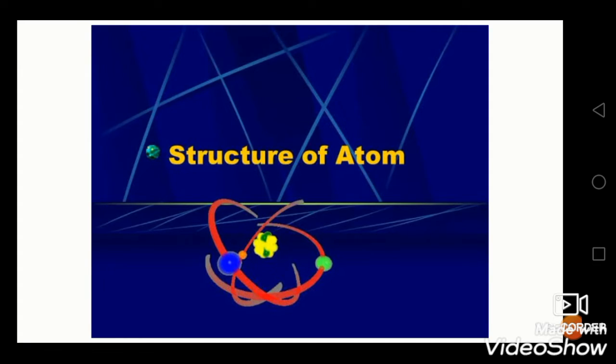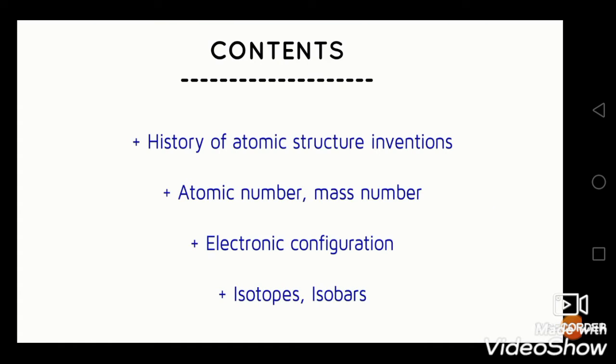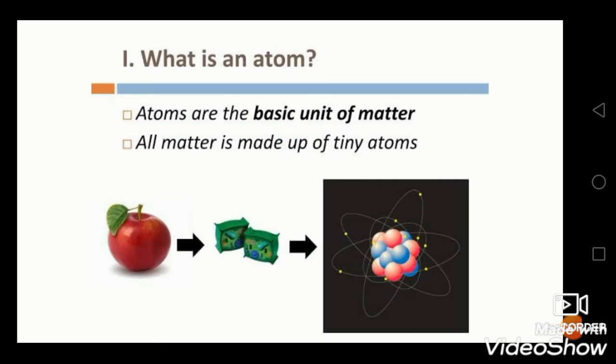Hi students, welcome to chemistry class. Our first chapter is structure of atom. The main contents of this chapter are history of atomic structure inventions, atomic number, mass number, electronic configuration, and isotopes and isobars. Let's start our topic.